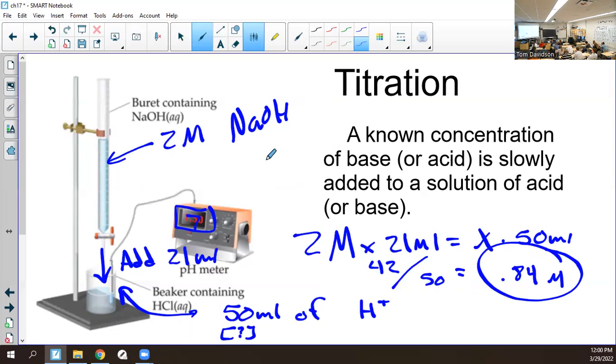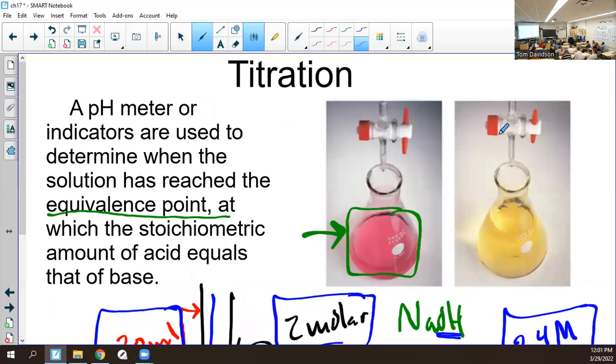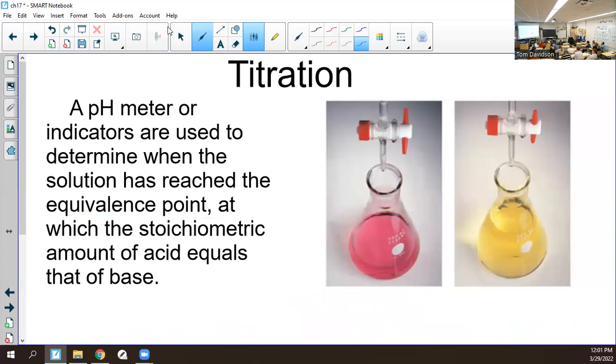Okay, it will get more complicated now. Here we're assuming they're a strong acid and strong base. When it is not, it gets a little bit trickier. We'll be all right. All right, this is just more stuff. We're going to support what I just said.